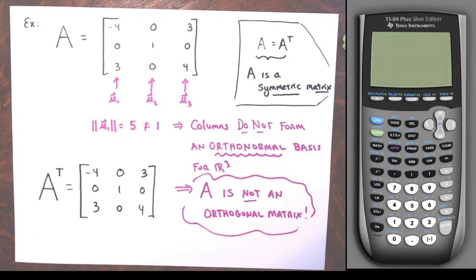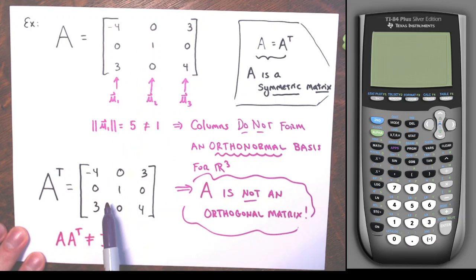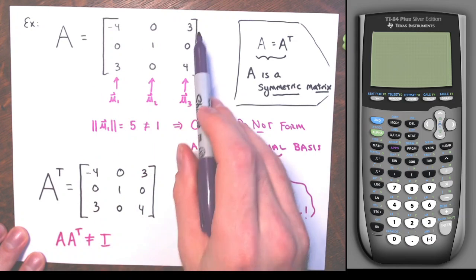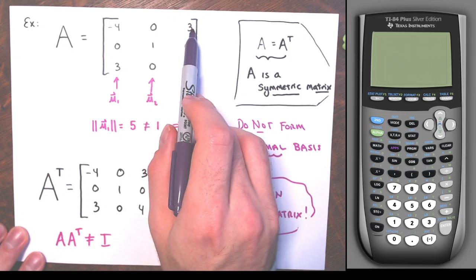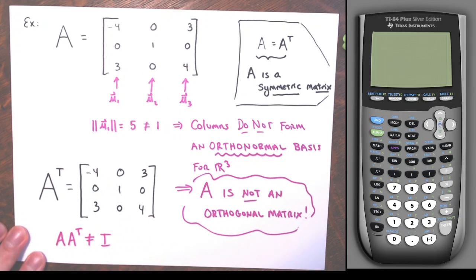Now multiplying these, hopefully you could see right away that A times A transpose is not the identity. If I multiply this by this, the first row, first column would be 25. I'd have negative 4, 0, 3 dotted with negative 4, 0, 3. The first row, first column would be 25, not 1. So right away I'm seeing that A times A transpose is not the identity. So again, that leads me to the conclusion that matrix A is not one of these orthogonal matrices. Its inverse is not its transpose.